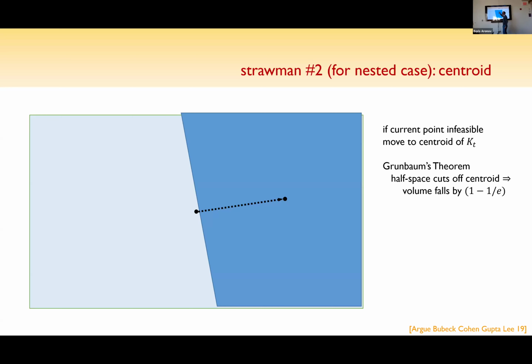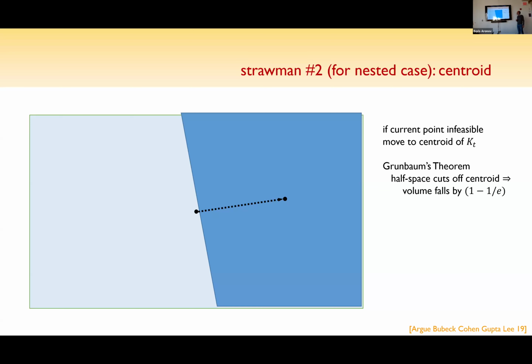So basically, this new convex body lies on this side of this half space. And any half space that cuts off the centroid of a convex body cuts off the volume by at least one over e. So very, very useful. Every so often I have to bust it out.